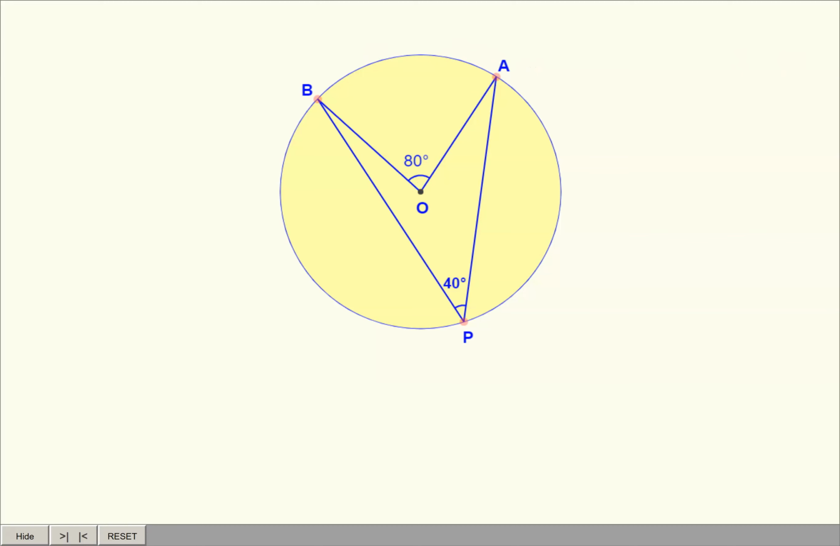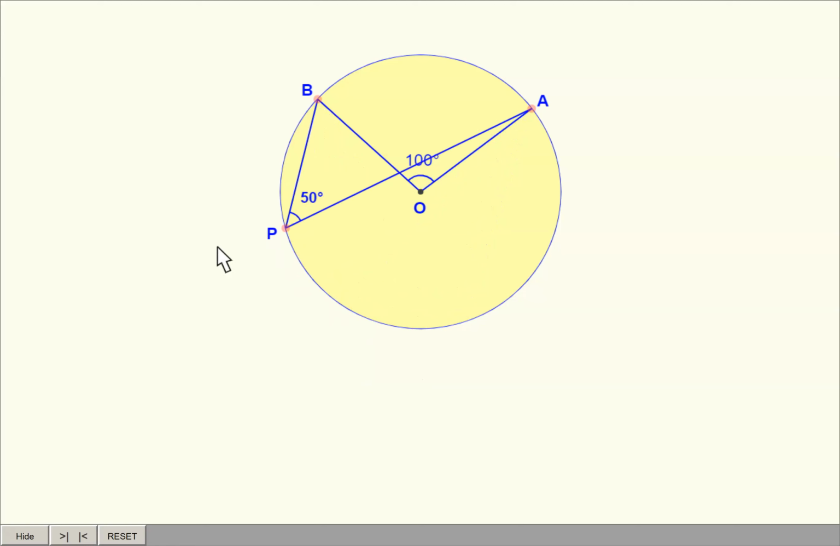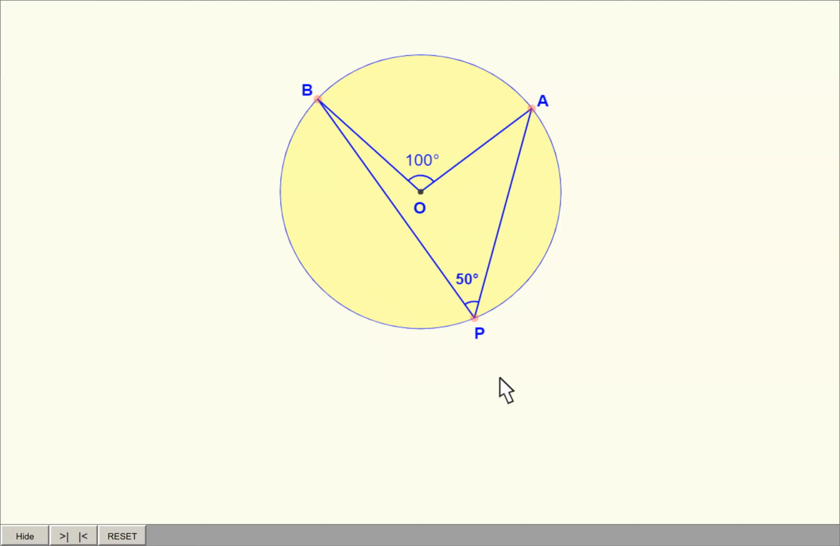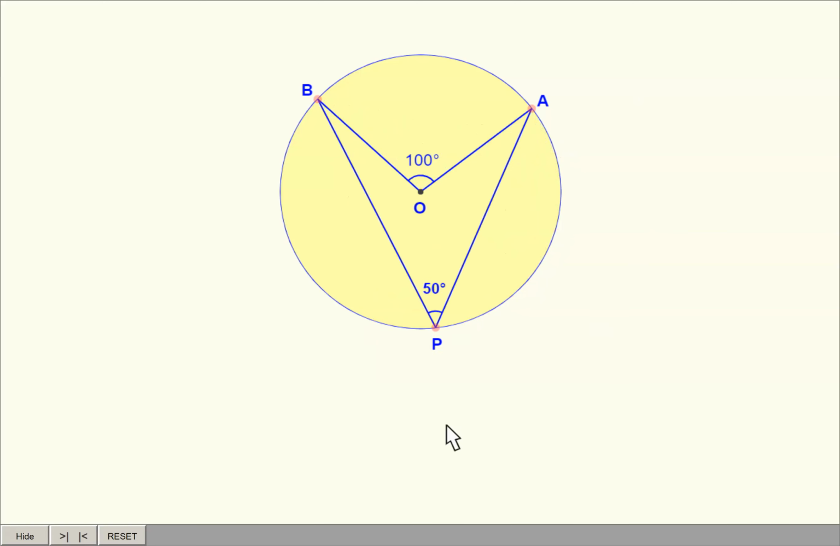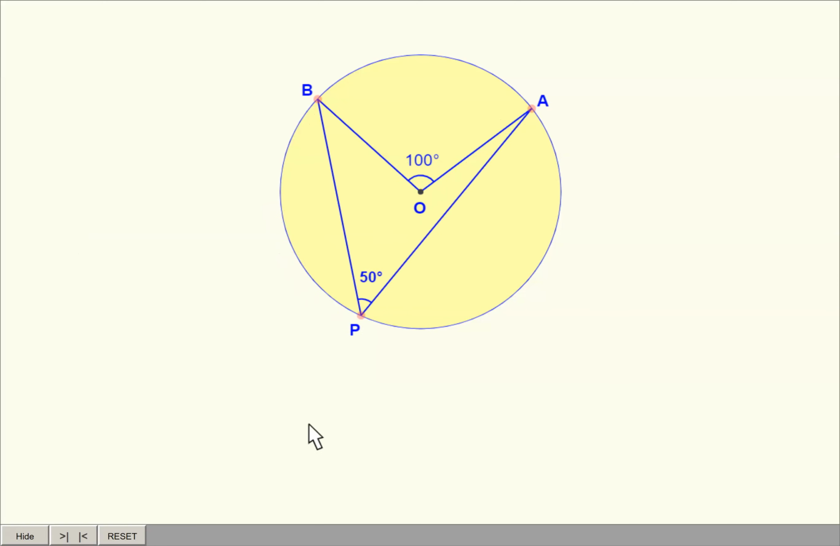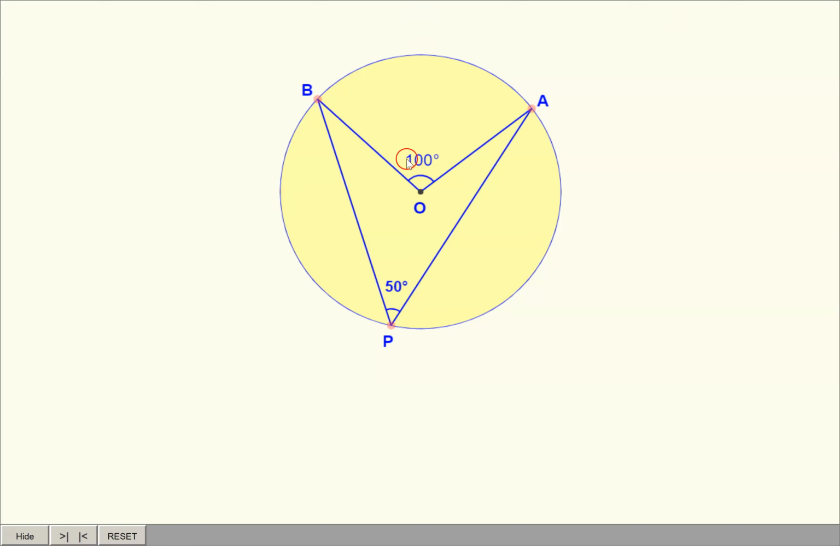Now I could change the measure of the central angle. Look, now the central angle has a measure of 100 degrees, and look what happened to the measure of the inscribed angle. The measure of the inscribed angle now has a measure of 50 degrees. And no matter where I put the inscribed angle, it still has a measure of 50 degrees. And remember that this number right here, that 100 degrees, is also the measure of arc BA.